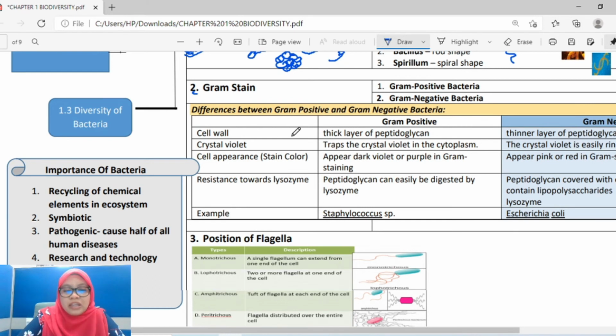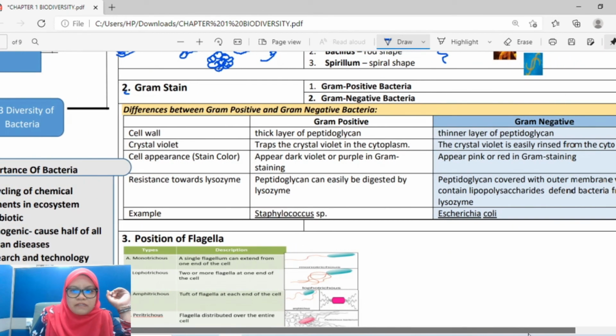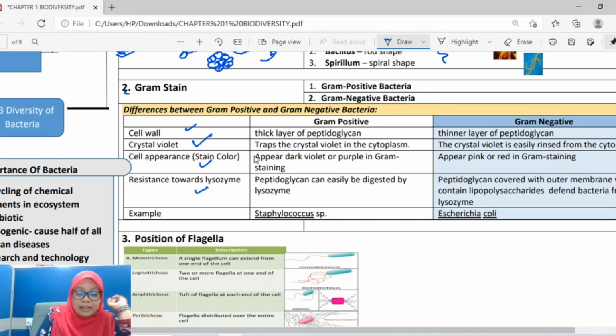Okay, so if the appearance is dark purple or violet color, okay, that is referred to gram-positive bacteria. Okay, but if the appearance of bacteria in pink color or red color, so the bacteria considered as gram-negative bacteria. So for this gram-positive and gram-negative bacteria, you should know the difference in terms of cell wall, crystal violet, cell appearance, and resistance toward lysozyme, and of course the example.